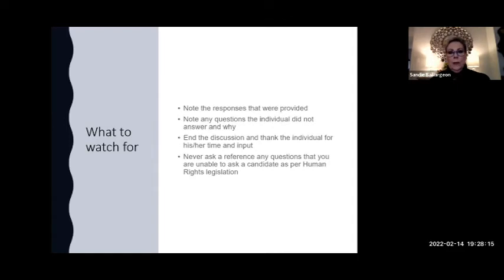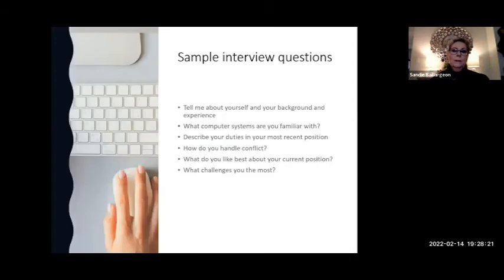Never ask a question that you're unable to ask a candidate as per the human rights legislation. So that's pretty straightforward. So here are some sample interview questions that I like to ask. I always say, tell me about yourself, your background and experience, because I used to just say, tell me about yourself. And I've had various responses.